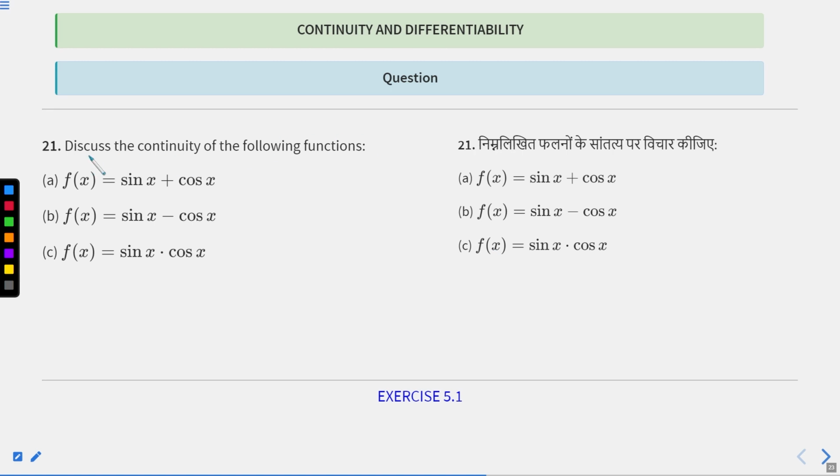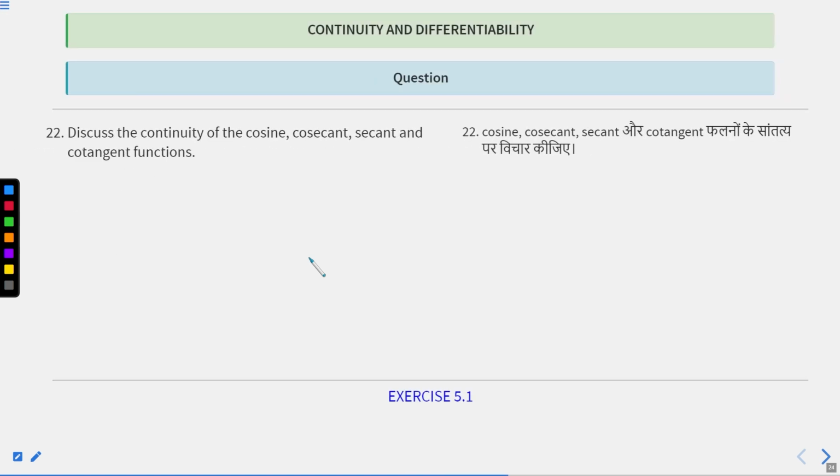Now here we have to discuss the continuity of the functions. Sin x is continuous, cos x is also continuous. So by using the algebra of continuous functions, the sum will also be continuous. Now their difference is also going to be continuous, and their product is also going to be continuous. Very simple. We just use the algebra of continuous functions.